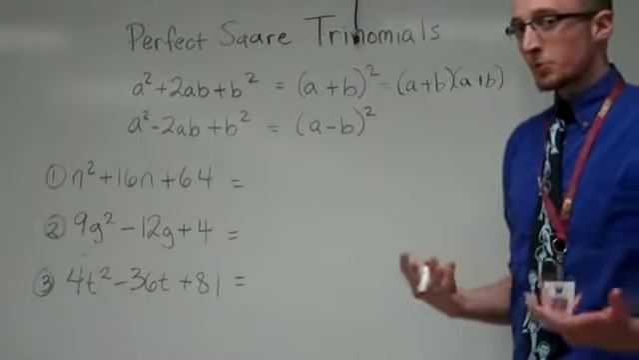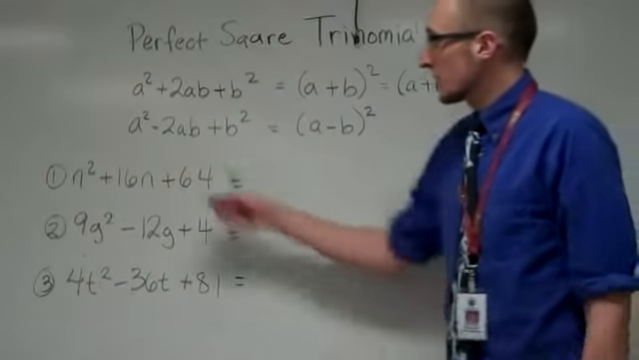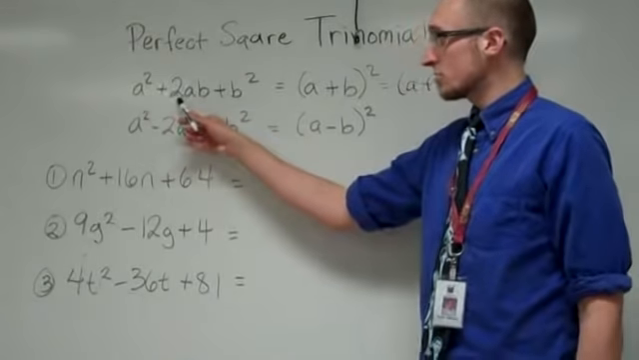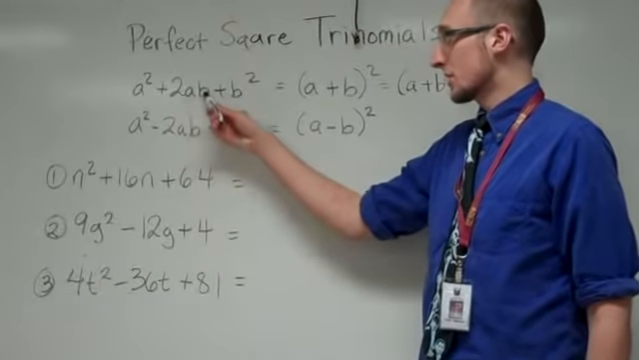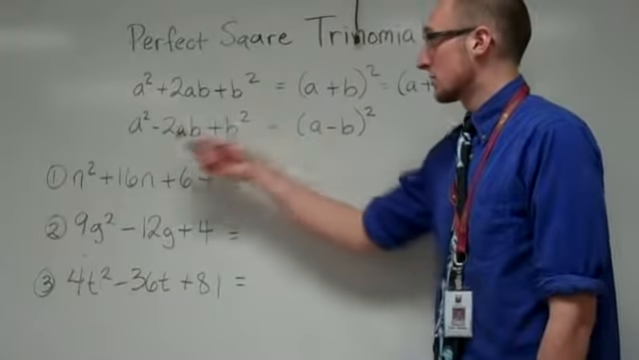And we found that when we multiply those binomials using either the box method or FOIL method, we always end up getting the first term squared plus 2 times the first term times the second term plus the second term squared, whether or not it was plus or minus.